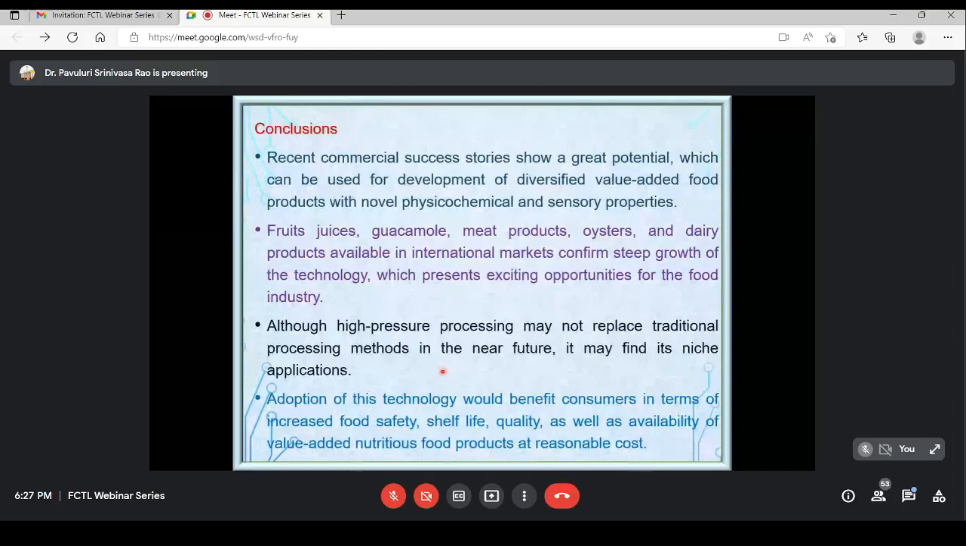So at last, I would like to conclude that the commercial success stories show great potential for the development of diversified value-added food products with novel physicochemical and sensory attributes from high pressure processing. Although high pressure processing may not replace existing thermal processing in the near future, it can find its own niche application, and it can become a segment for the elite people at least. So adoption of this technology would benefit consumers in terms of improved food safety, shelf life, quality, as well as the availability of value-added nutritional products at a reasonable cost. So with this few pieces of information, I would like to conclude.